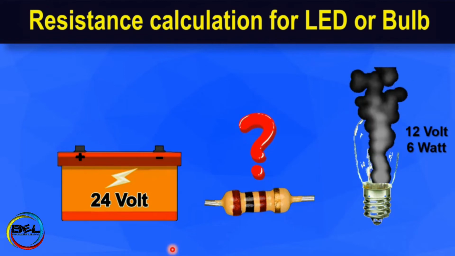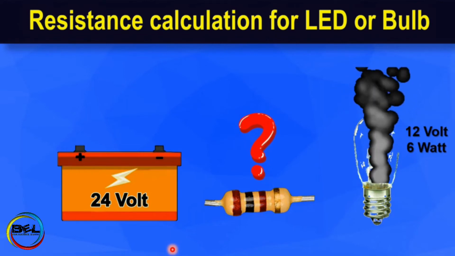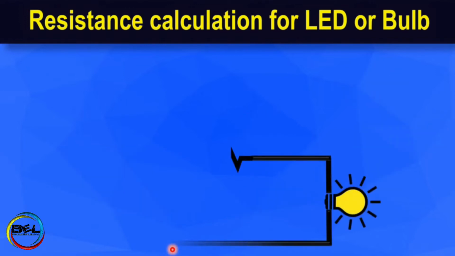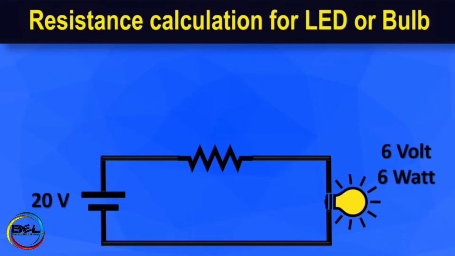And what should be the value of the resistor? So let's start the calculation of how we can find the resistance value of that resistor. For example, in this circuit diagram we have a 20 volt battery and a load which has a voltage of 6 volt, and the power of that bulb is 6 watt, and we have to find the resistance value of that resistor.